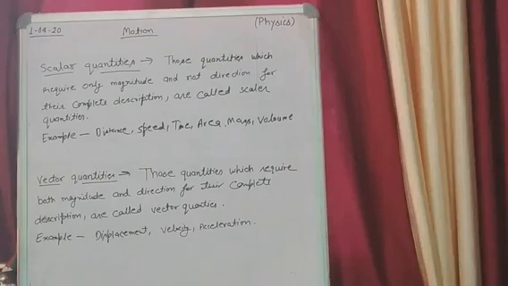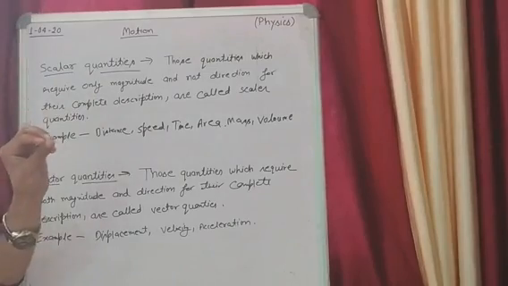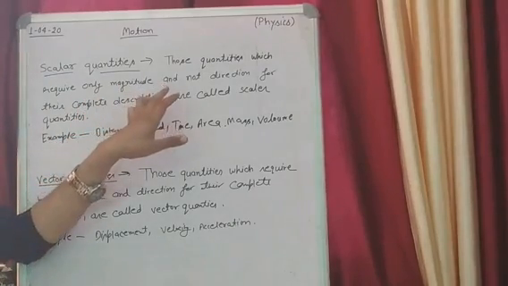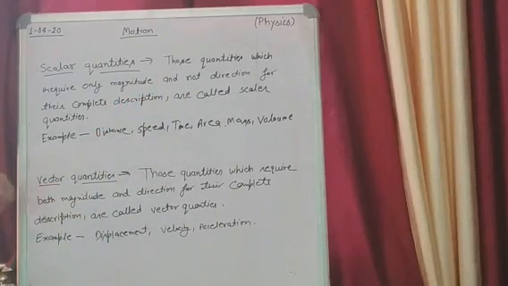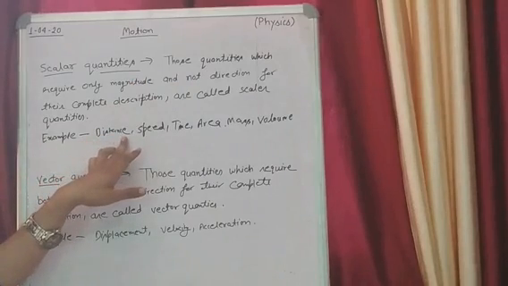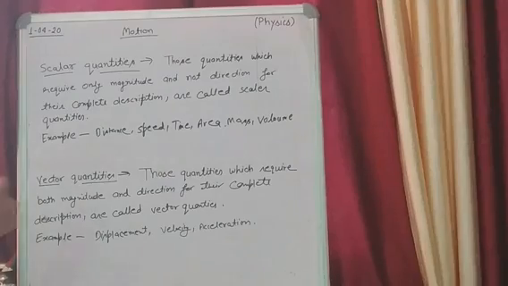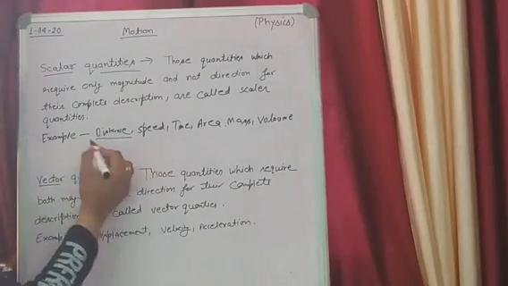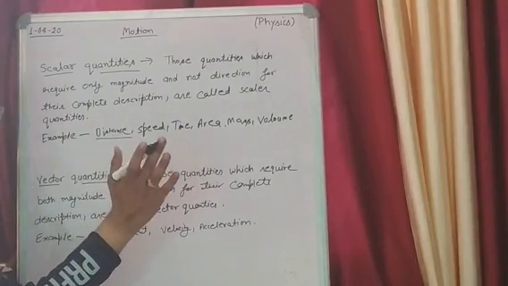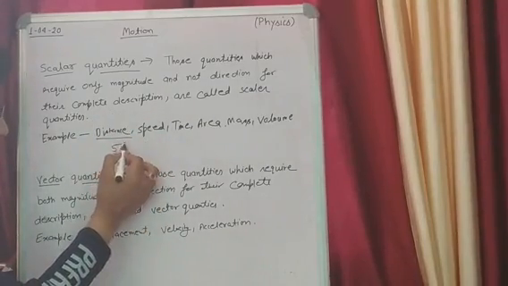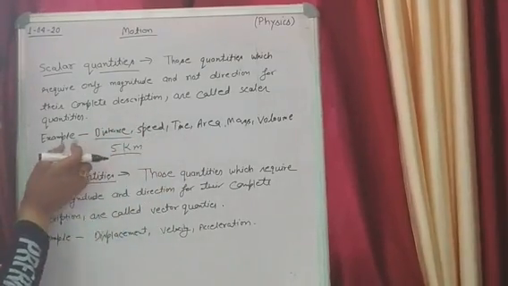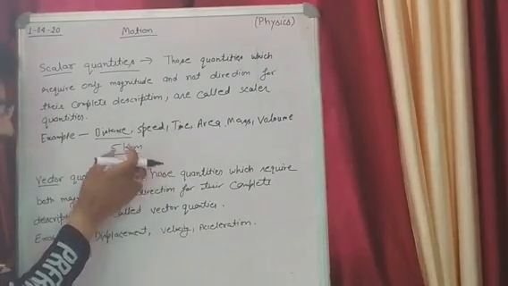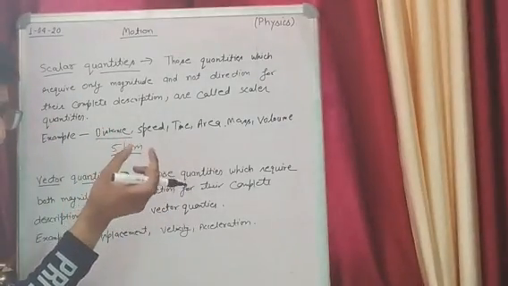Let me explain the meaning of this. Which require only magnitude. Magnitude means number, and not direction. Let me give you an example. Distance. Suppose that the distance between Siltham and APS school is 5 km. Am I right? The distance between Siltham and APS school is 5 km. What is the meaning of this sentence?